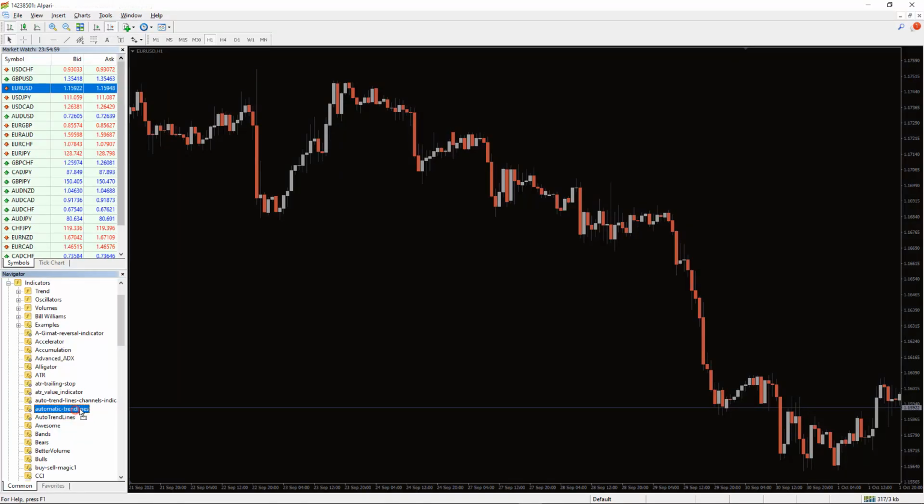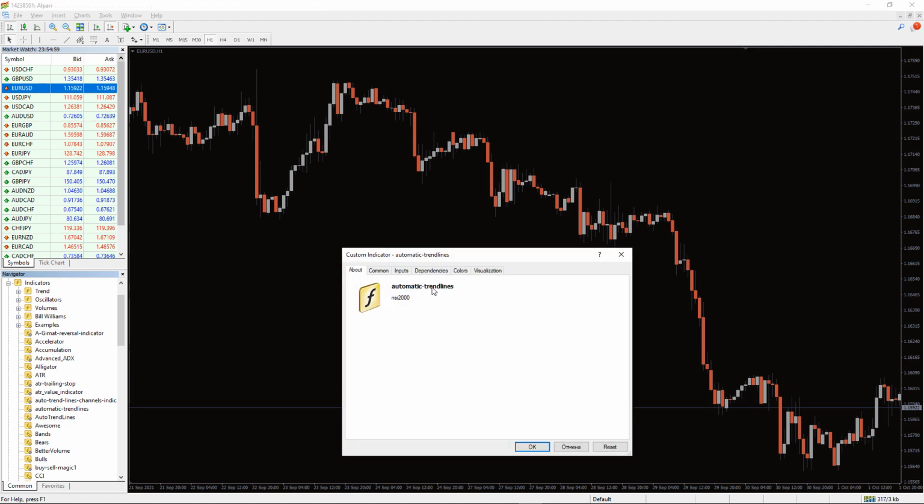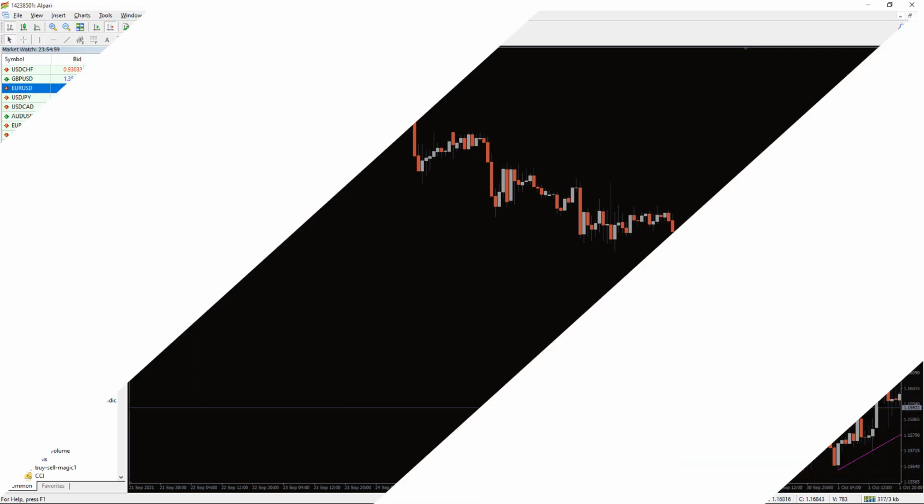To run the indicator, simply drag the automatic trendlines indicator from the indicator list to your MT4 chart. And please, don't forget to click on the load DLL imports in the settings window.